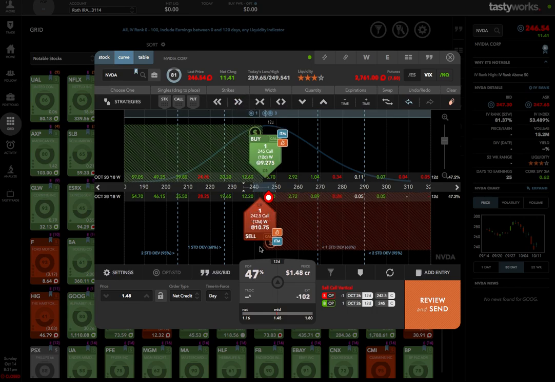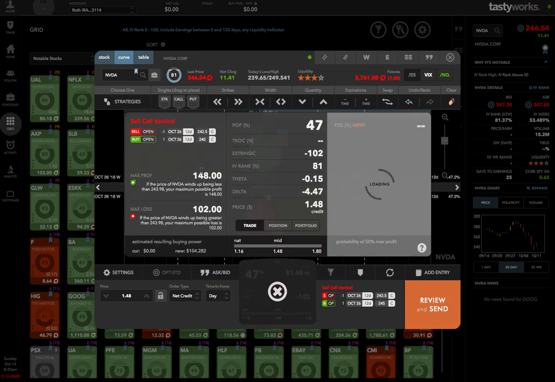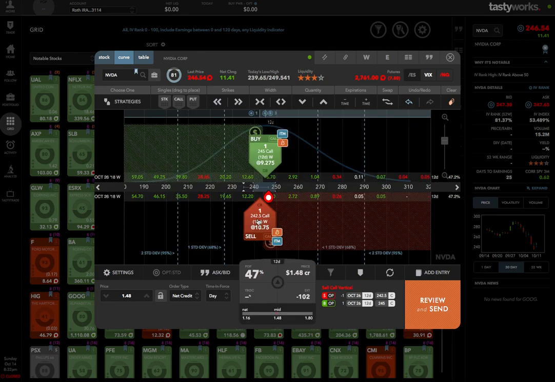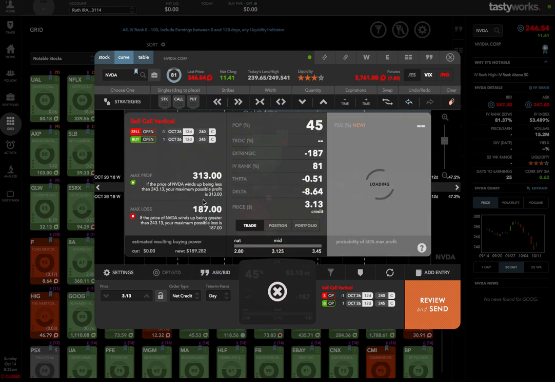Okay, this again is a tight spread. It's only a $2.50 spread, so you're only going to get $1.50. You're going to get $1.50 max profit, and you're risking 102, right? So let's open this up a little bit and take it one more out for even 5. So now you're going to be risking $187 to make $313.